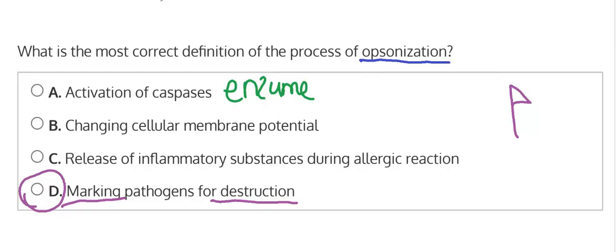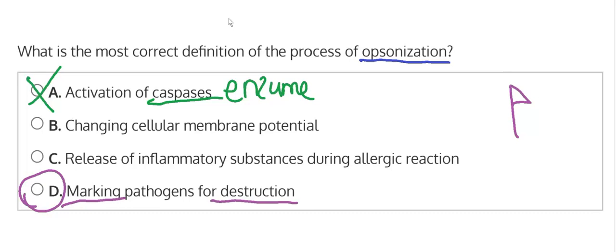And although this is another process that ultimately leads to destruction, this is a different process because we're talking about the enzyme caspase, not the whole process of opsonization where we had the flag to mark for destruction of the pathogen. So it may have a similar outcome, but it's a different process. So this would not be the definition of opsonization, and therefore we can eliminate option A.